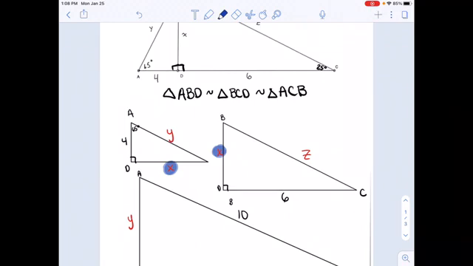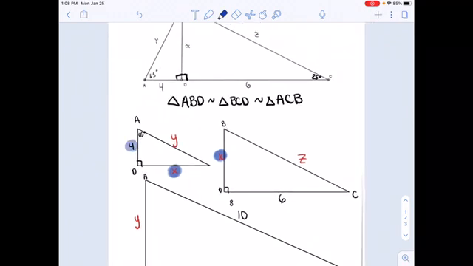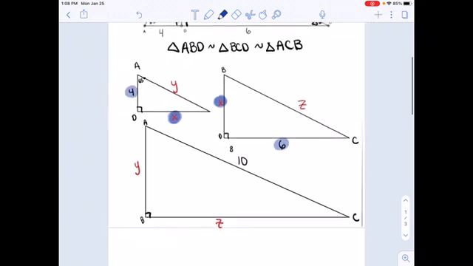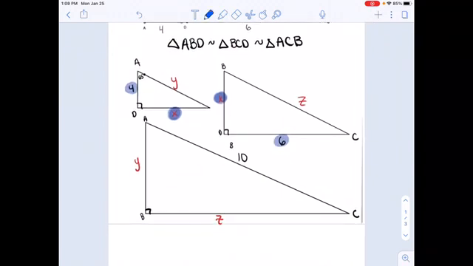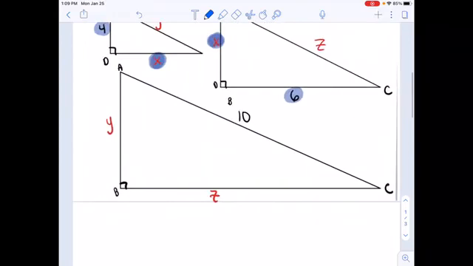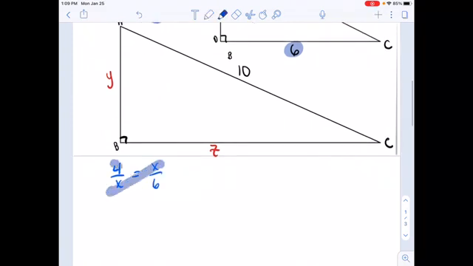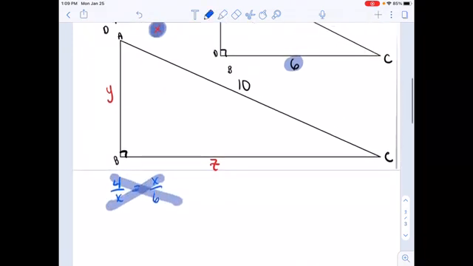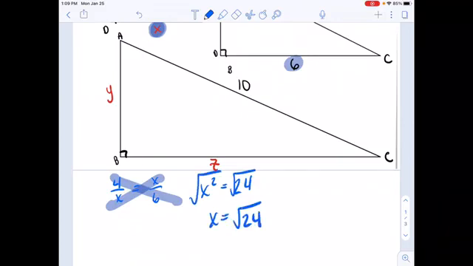So in that triangle, notice I'm solving for x. I want corresponding pieces, so I'm going to need to use this 4 and this 6 as well. So if I'm going to solve for x, I can say 4 over x equals x over 6. I cross multiply. X squared equals 24. So our solution is x equals the square root of 24.